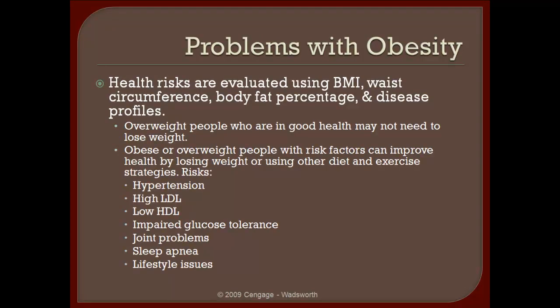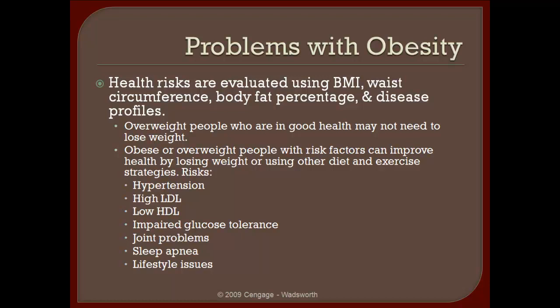Let's move on to health problems associated with obesity. Health risks are oftentimes evaluated by body mass index. Things that are measured would be waist circumference, body fat percentage, as well as what are called disease profiles. That first bullet point there is a bit debatable, so I'm going to skip over it. Obese or overweight people with risk factors can improve health by losing weight or using other diet and exercise strategies.